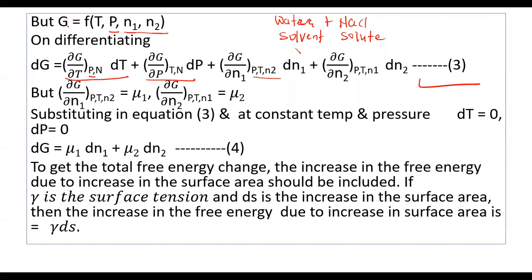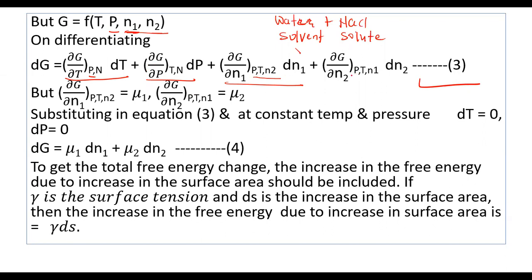Then the change in the free energy with respect to the number of moles of the first constituent. By keeping the others constant, at one time we can only change one variable here, either temperature, pressure, or number of moles of the constituent. So we get equation 3.